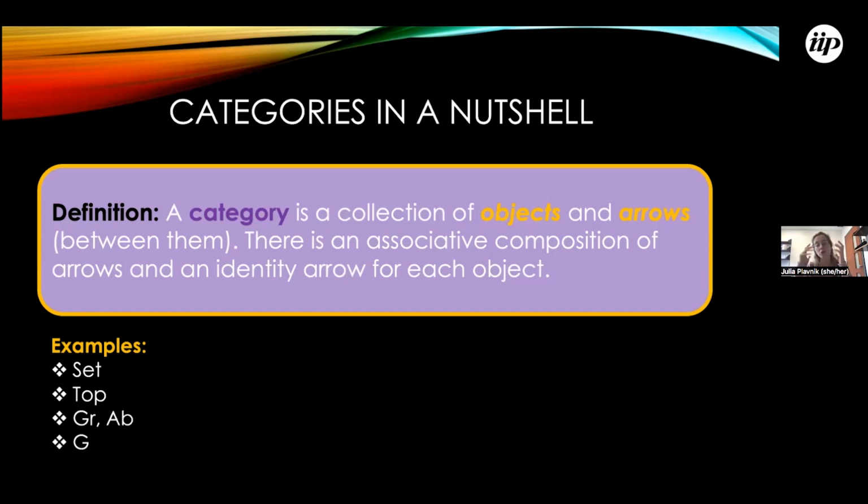That's why the arrows, or maps, or morphisms, I will use all these different words, are very important, are the key part of categories. And in most of these examples, you will see that you have elements in the objects that you have.